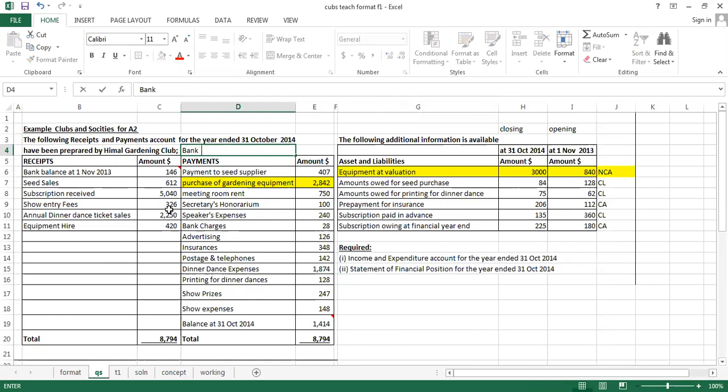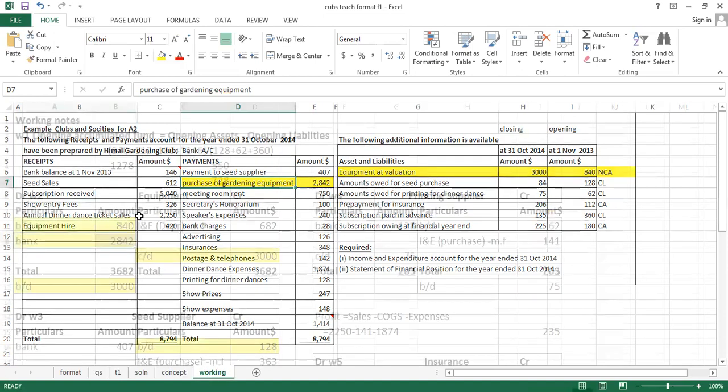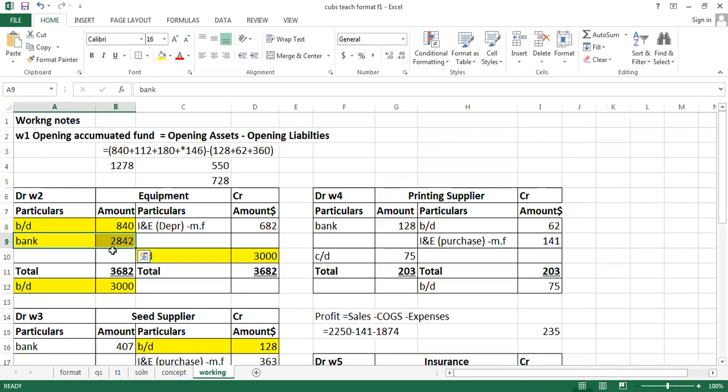If you want to extract this entry, it would be gardening equipment debit, bank account credit. Remember, on the credit side we read the first contents, that is gardening equipment debit, bank account credit. Here we have written equipment, so it's equipment account debit. Equipment debit means you have to record it on the debit side.